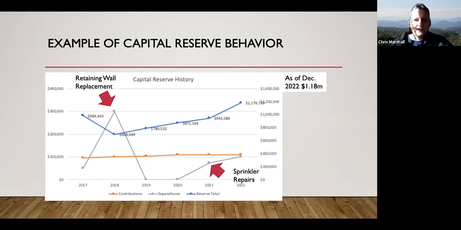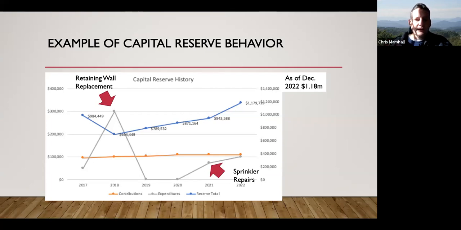So the last line here is the gray line. Gray line represents the expenditures. So when we have a large project, such as retaining wall replacement, you're going to see a spike in that expense line. So as that goes up, you notice during the same time period, the blue line declined. And that makes sense, right? Because the money's coming out of that blue line account in order to pay for the gray.